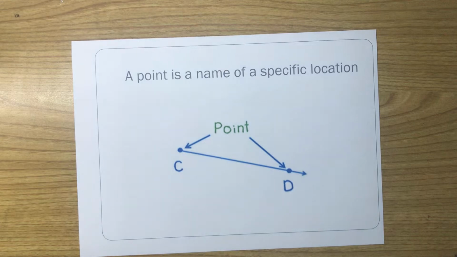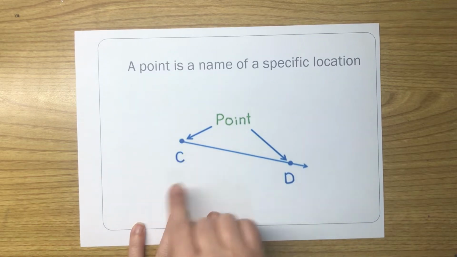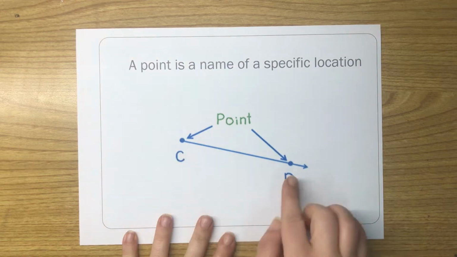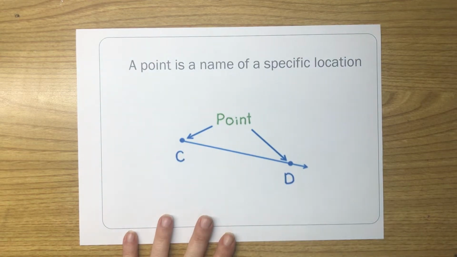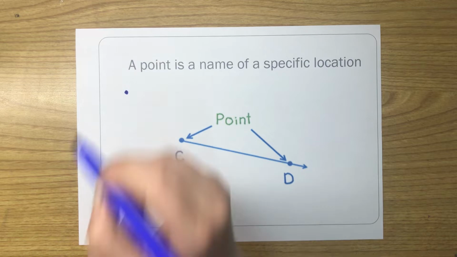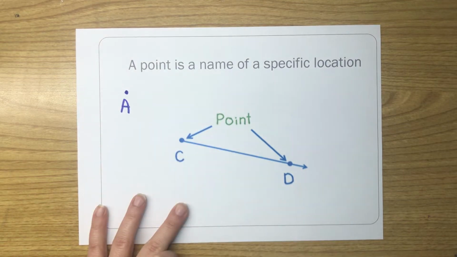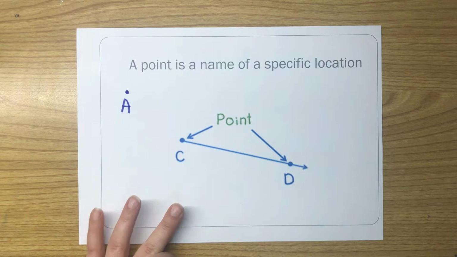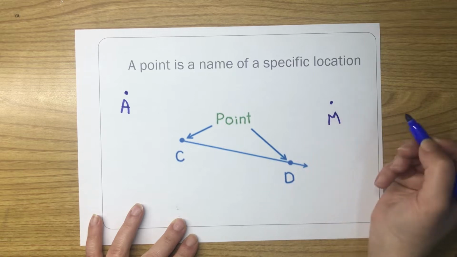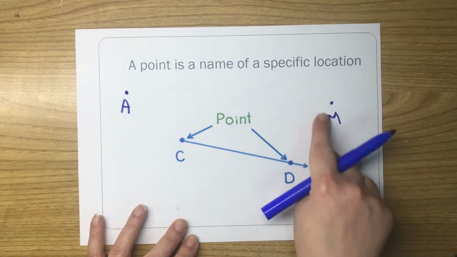A point is a name of a specific location in space, such as these two points. This is point C, this is point D, and when you name a point, you have to label it with an uppercase letter. Any point in space, such as this one, I can label as point A. It must be an uppercase letter. This is another point, point M. For example, this point M in space, we give it an uppercase letter. You can name it whatever you want.